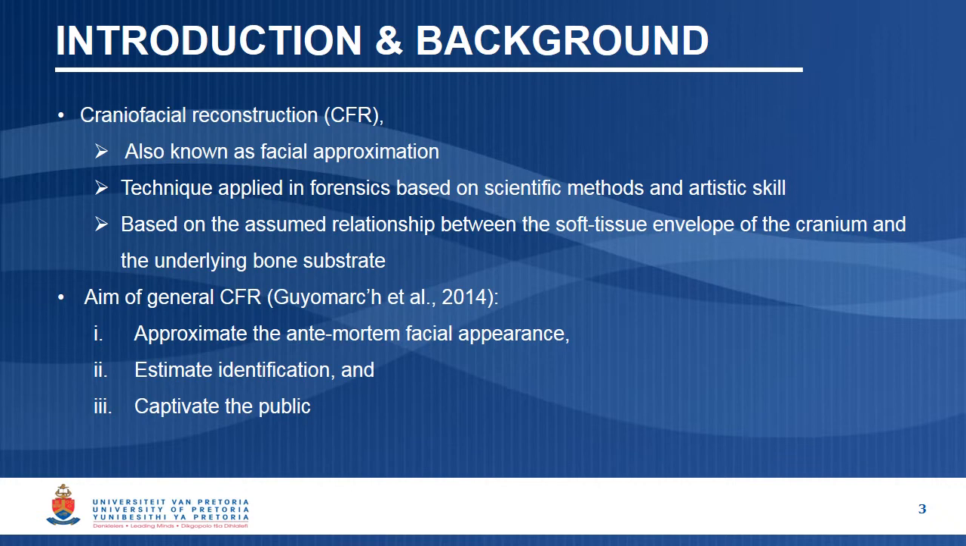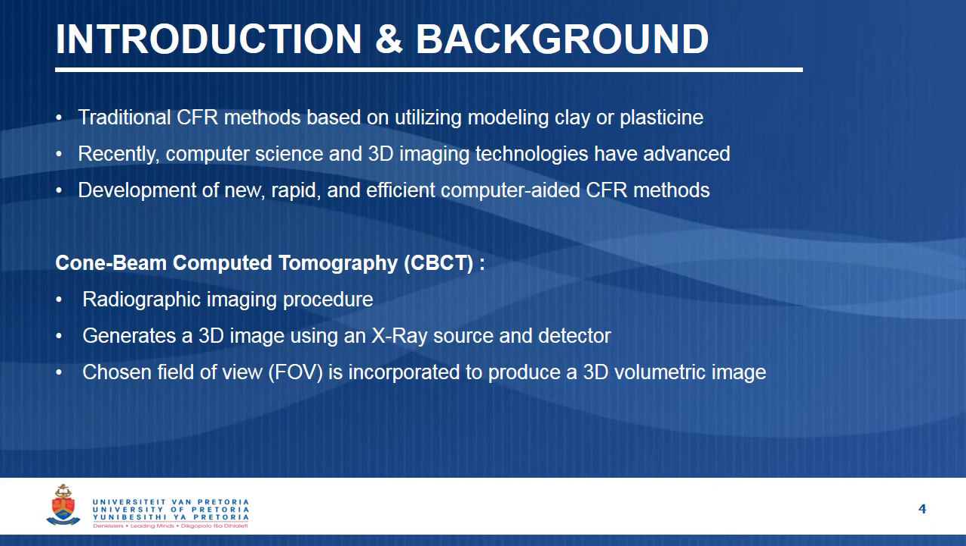By establishing a relationship between selected cranial landmarks and facial soft tissue structures, a facial estimate can be generated from a database of ancestry, age, and sex-specific individuals matching the unknown individual's biological profile. Traditional CFR methods are categorized into 2D or 3D manual reconstruction based on utilizing modeling clay or plasticine to build up tissue depth on the dry skull.